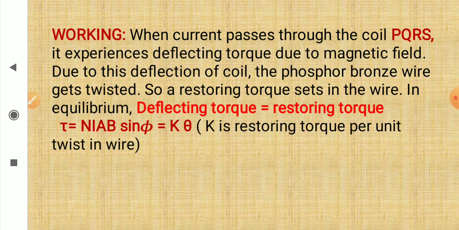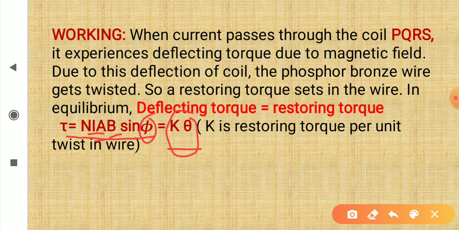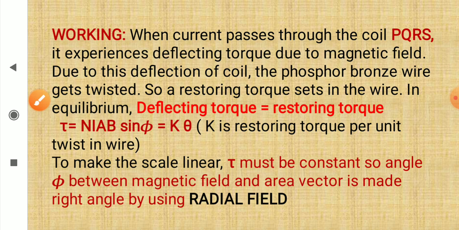Now the deflecting torque is NIAB sine phi, where phi is the angle between the area vector and the magnetic field, and this is equal to K theta, where theta is the deflection in the coil. So this phi and theta are two different things. Now this K is equal to the restoring torque per unit twist, per unit angle of twist in the wire.